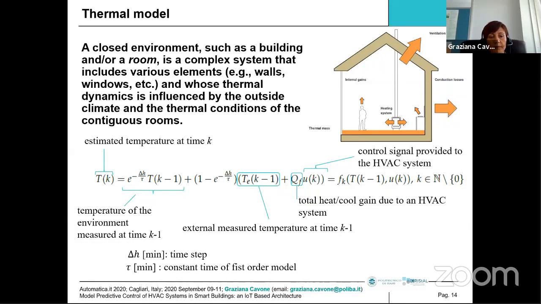And so we have the temperature estimated at time k that is calculated from the temperature of the environment measured at time k minus 1, the external measured temperature at time k minus 1, and also the total heat and cool gain due to the HVAC system and the control signal provided to the HVAC system. As a time step, we have delta H, and tau is the time constant of the first order model that we use for the system.